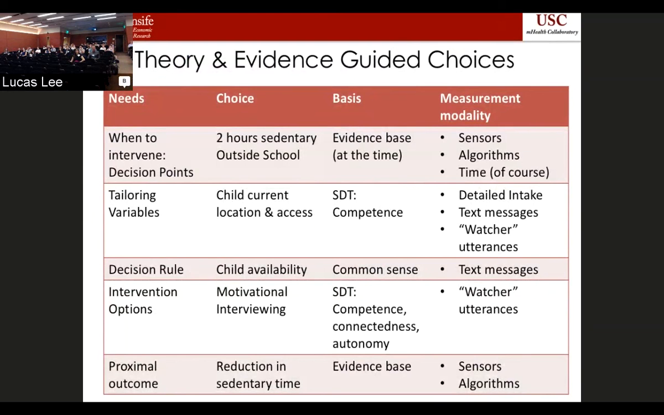5 minutes later, Johnny texting the watcher, I'm really bored. What are you doing? The watcher says, well, I'm trying to get you to be active. So they go back and forth and back and forth. And finally, Johnny gets up and helps his grandmother clear the table. Amazing, anyway. So really funny example of how you make decisions based also on the availability and the meaningful moment for a kid. We used motivational interviewing, and the proximal outcome was a reduction in sedentary time.